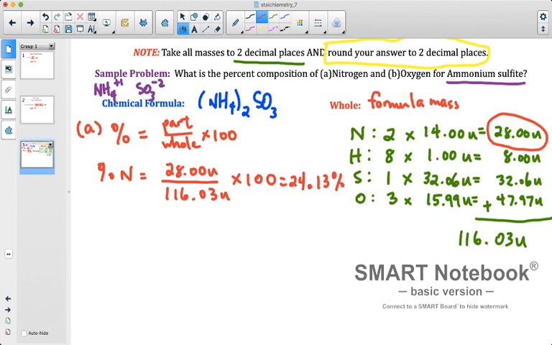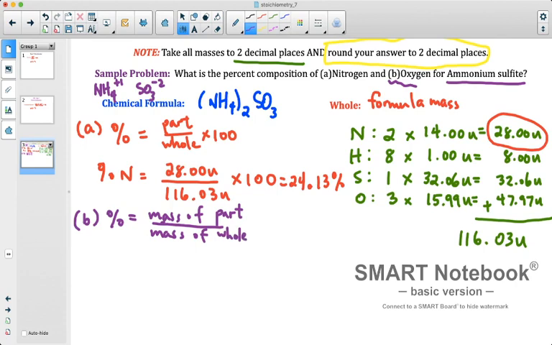But I'm not done yet, because the question also asks for oxygen. So I still have to write a formula. I can write the formula long if I want to write down mass of part divided by mass of whole times 100. Just in case you forgot the mathematical one, you can just go to the reference table and copy it.